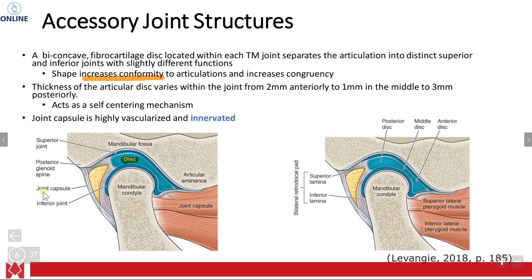But it is a synovial joint, so here's your joint capsule within that area, and it's highly vascularized and innervated. So for that reason, there can be a lot of pain associated with the TMJ if there's some type of dysfunction, and we'll typically call that a TMD for temporomandibular dysfunction. Sometimes even in documentation you'll see TMJ/TMD. But this is a highly innervated joint.